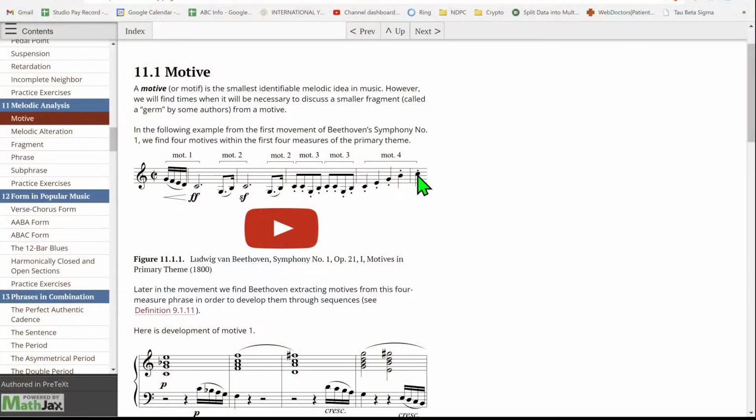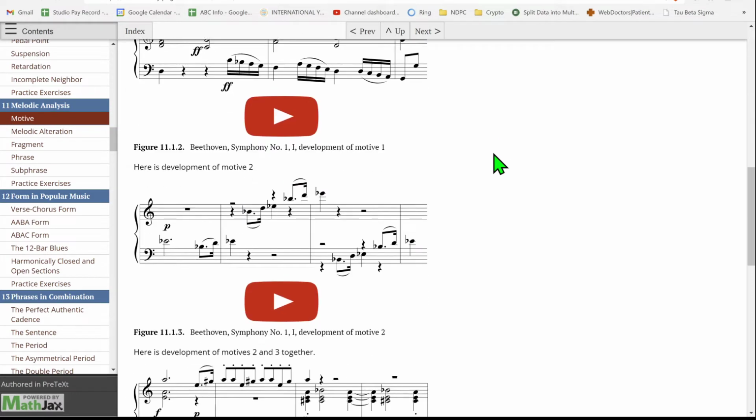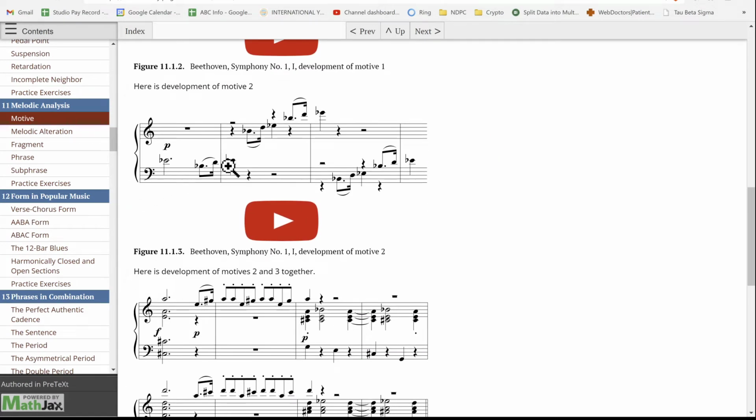Let's go back to the website here, because it's a really great website. You should definitely check it out. musictheory.pugetsound.edu, that's pugetsound.edu. They're showing you some different motivic elements. Here's a motif, motif, motif, motif, motif, right? That very short germ of an idea.